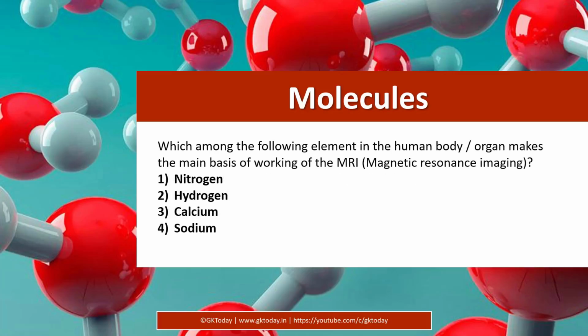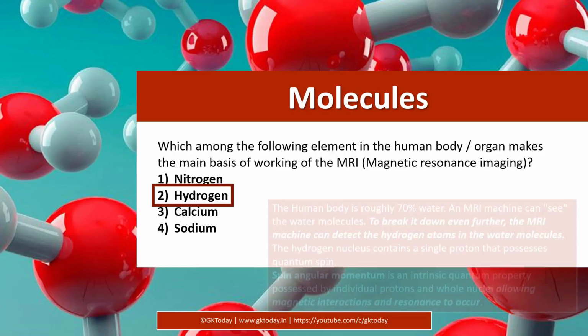Now, let's come to a question. Which among the following elements in the human body or organs makes the main basis of working of the MRI or magnetic resonance imaging? Now in the options we have nitrogen, hydrogen, calcium and sodium. Now you must be thinking if it's magnetic it had to do something with iron, right? But it's not there in the option. So which one could it be? The answer is hydrogen. Now let's delve into why.